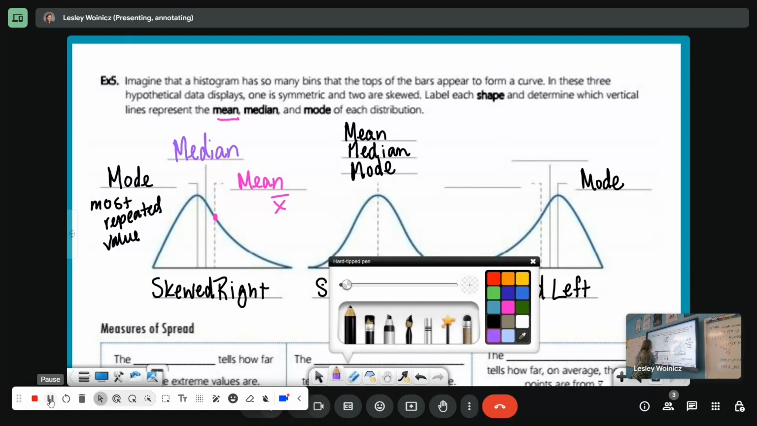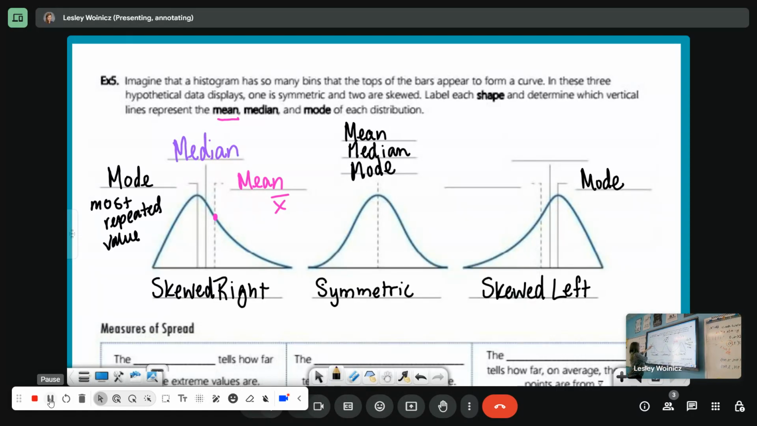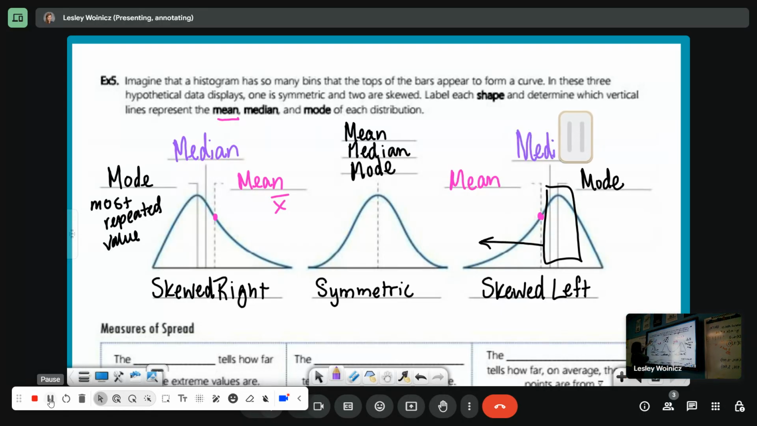Okay, on the other side, again, we have our lump, and then the tail is pulling our mean to the left. So the leftmost is this, which is our mean. And the one in between is our median. This is our middle value.